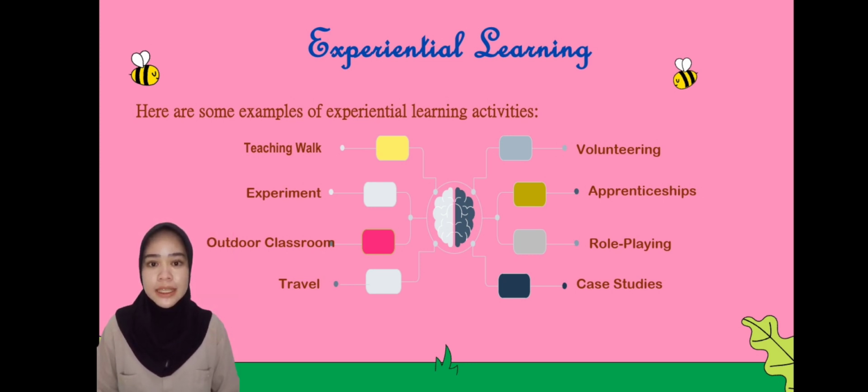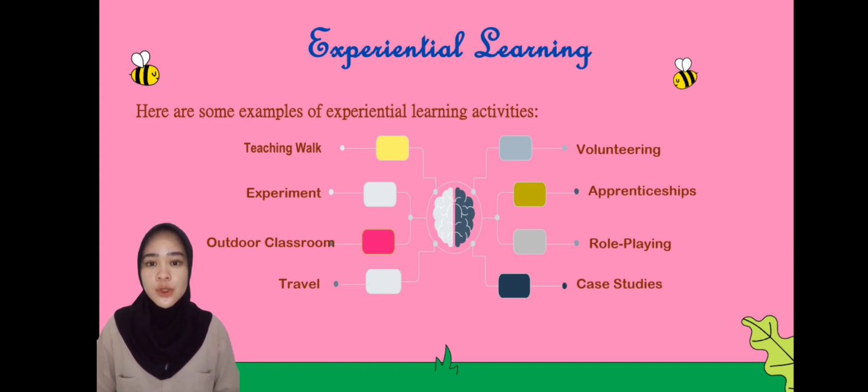Volunteering in the community gives students a greater understanding of the value of volunteering as well as some experience in following instructions and being part of a team. And the sixth, apprenticeship. Apprenticeship provides valuable hands-on learning experience that students cannot gain from traditional classroom activities such as lecture. And the seventh, role-playing.